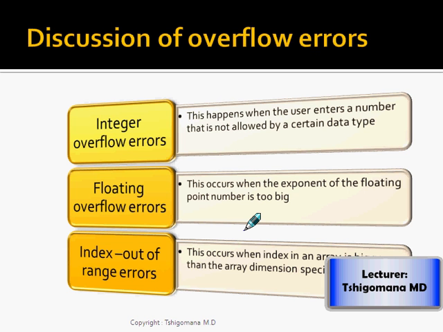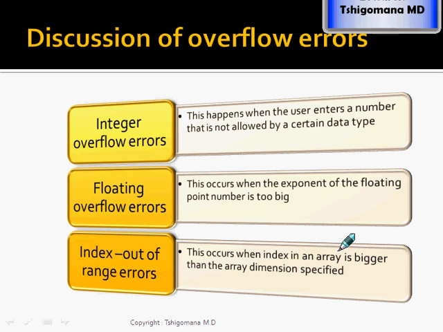Right, we also have floating point overflow errors. This occurs when the exponent of the floating point number is too big. We have the index out of range errors. This occurs when an index in an array is bigger than the array dimension specified. That is what we call an index out of range error.